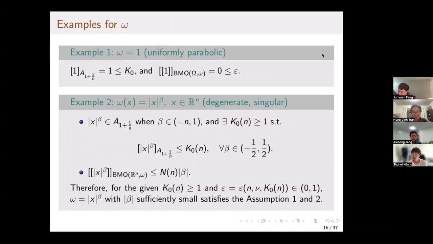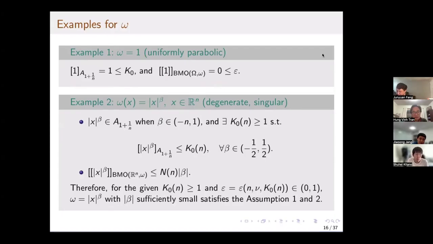I introduced two examples. One is trivial, one is non-trivial. The first example is omega equal to 1. From harmonic analysis, we know the A1 plus 1 of n characteristic is 1, so less than k naught. And since it's a constant, the oscillation is 0, so that's less than epsilon. Okay, this is good.